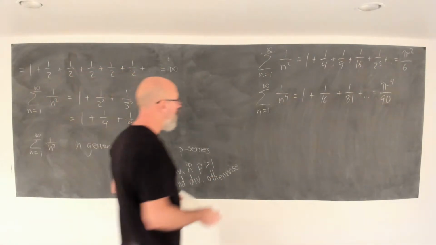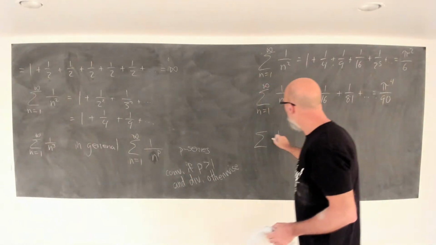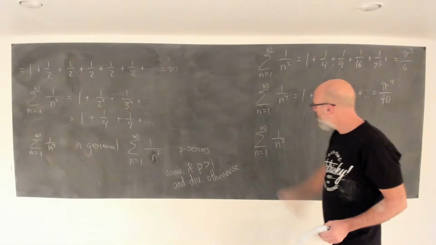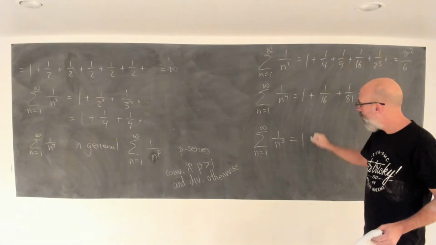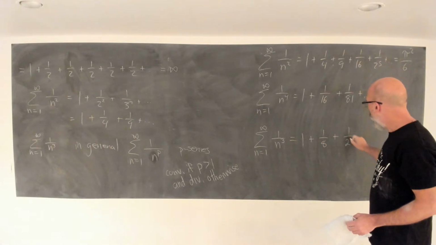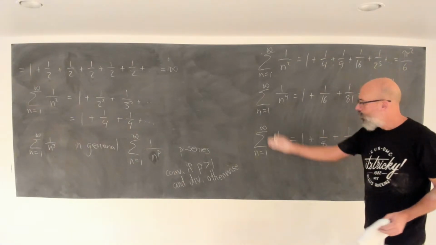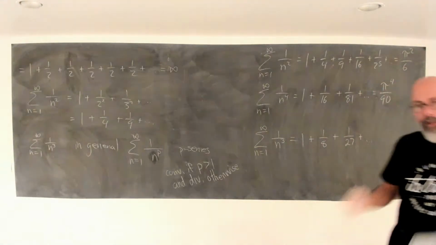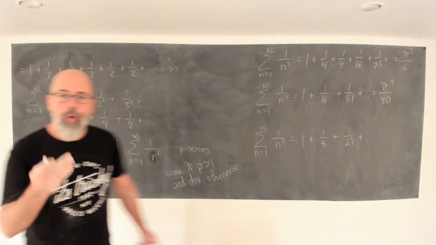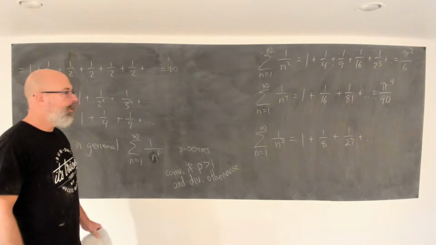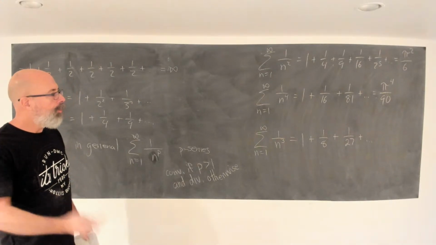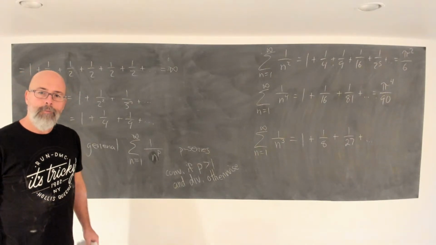Interestingly enough, though, nobody knows what 1 over n cubed converges to. 1 over n cubed, which is 1 plus 1 over 8 plus 1 over 27, and so on. Nobody has shown what this converges to. It's still an open problem. We know it converges. We can prove it converges, but we don't know what it converges to.